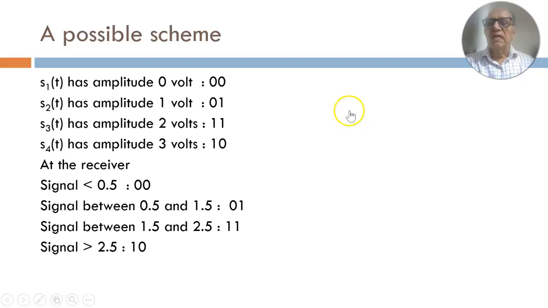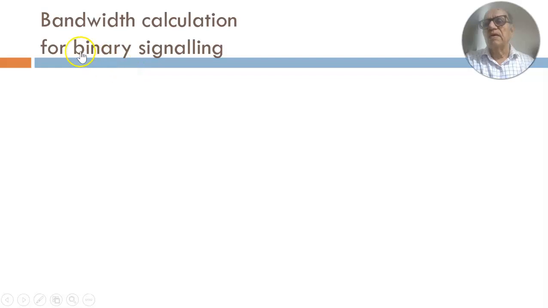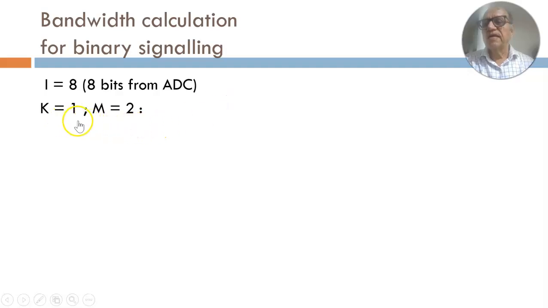Okay. Now, in order to compare the performance of various signaling schemes, that is binary and quaternary, etc., we need certain parameters. So again, what we are going to do is to calculate the bandwidth required for, let us say, binary, and then we'll calculate the bandwidth required for quaternary. So let us do the bandwidth calculation for binary signaling first. Let us say I is equal to 8 bits from ADC, and let's say k is equal to 1, m is equal to 2. That is what we mean by binary signaling. So we have only S1(t) and S2(t) in this particular case.